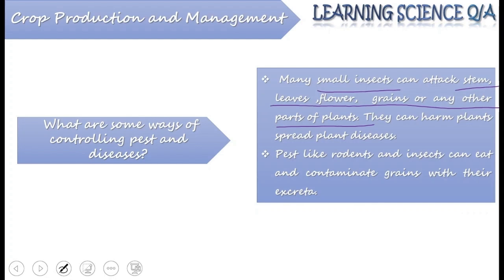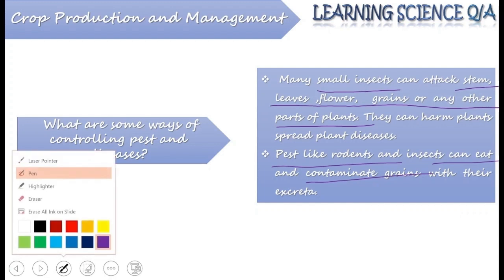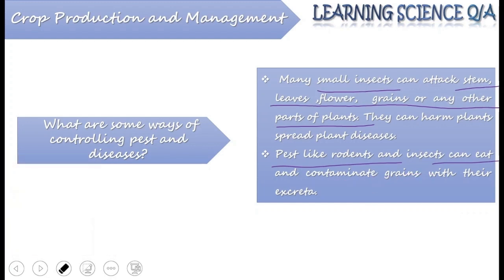Similarly, inside a field, if we have pests like rodents and insects, then there are chances that they will eat the crop plant, and there are chances that they will contaminate the grain with their excreta. So not necessarily every time the pest or insect is eating away the grain. Most of the time, the danger comes in the form of contamination of the grains with their excreta.